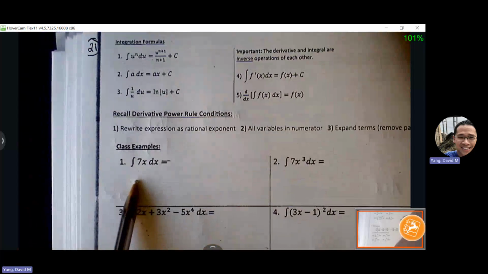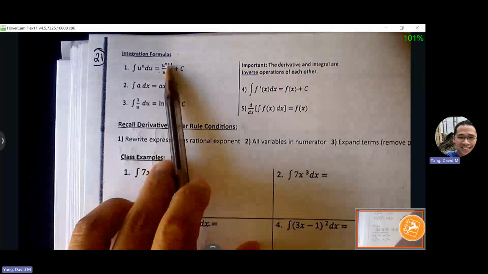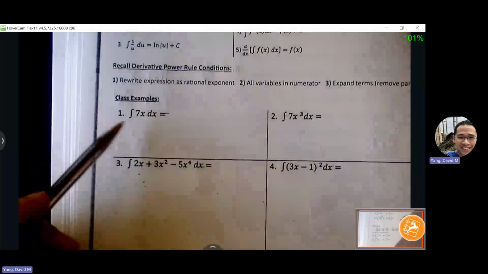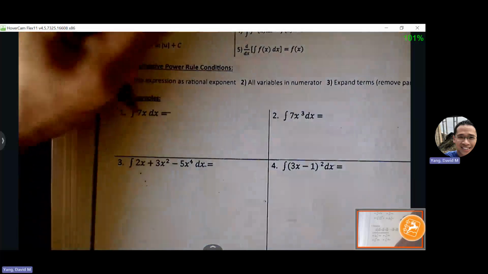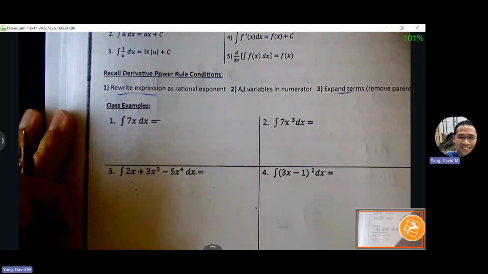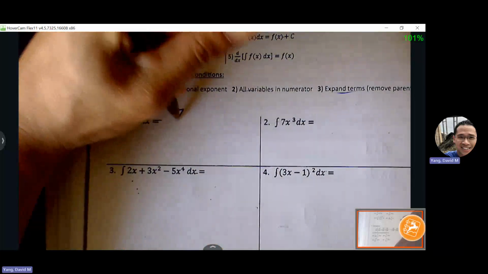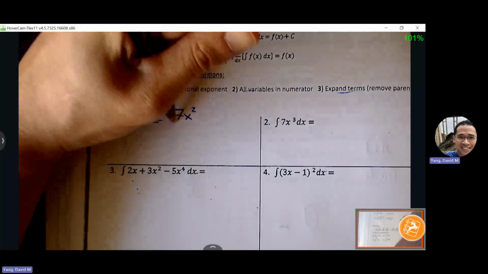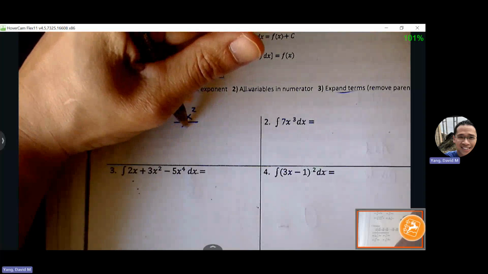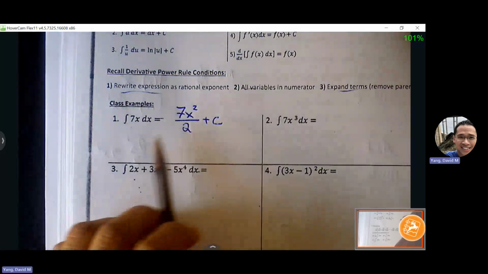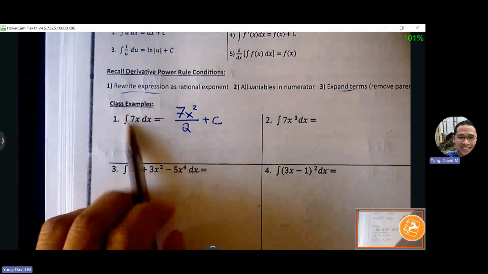So again, the rule is we add 1 to the exponent and we divide by that new exponent. What's the integral of 7x? Well, first off, all of my conditions are set for number 1. These are nice and clean. So 7x becomes 7x to the second divided by 2 plus c, because we have infinite numbers of functions that all share the same derivative.